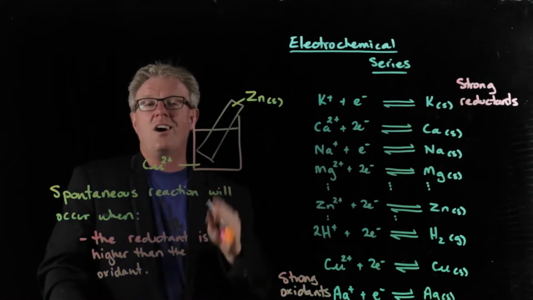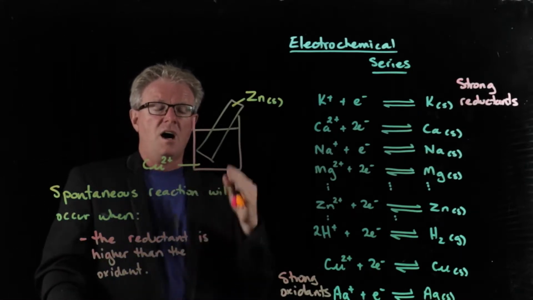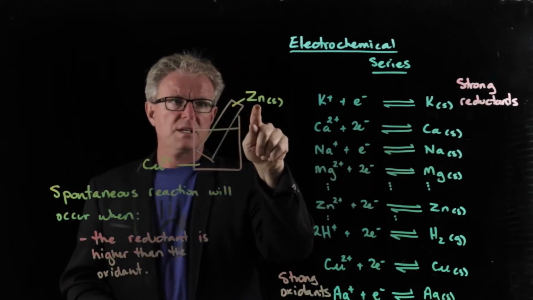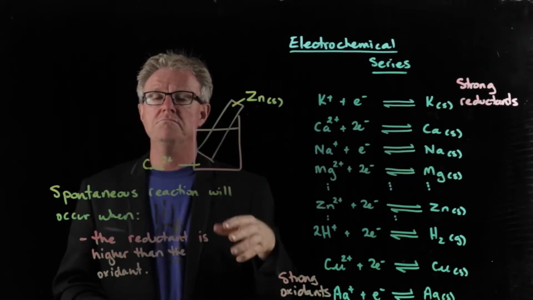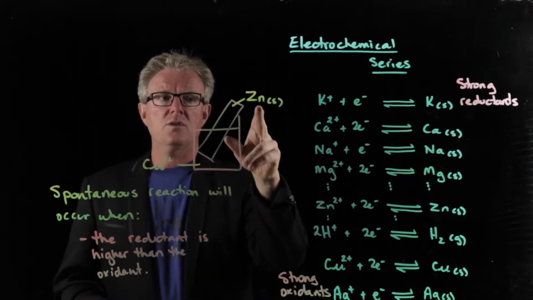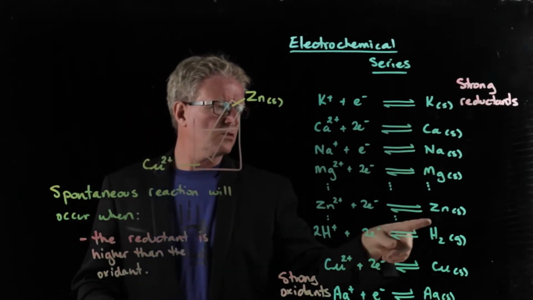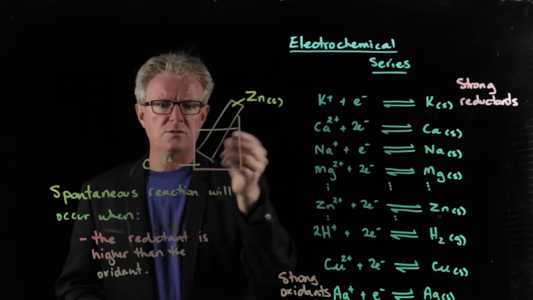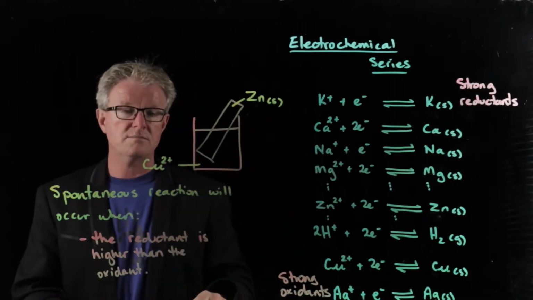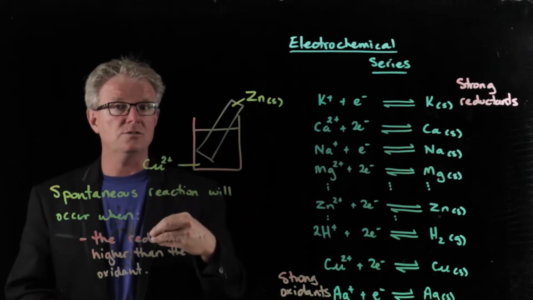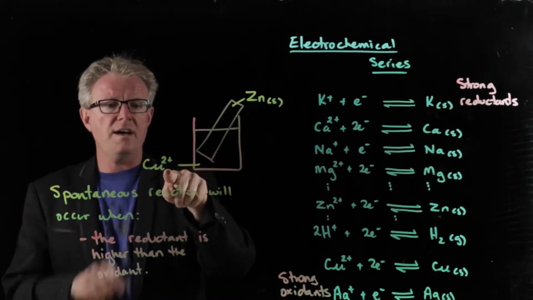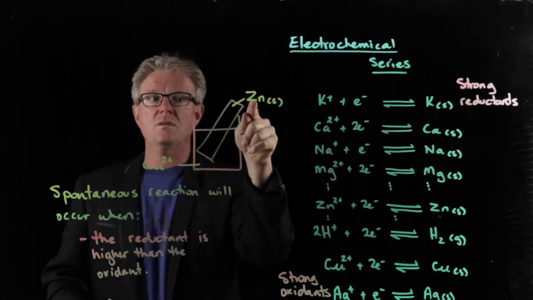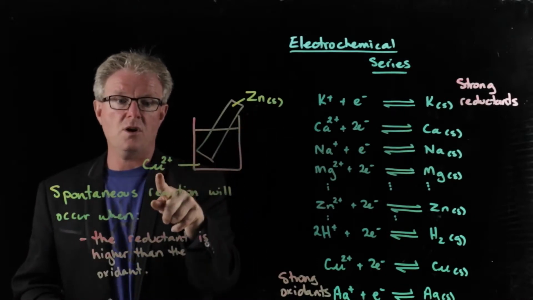So when the reductant is higher than the oxidant, I like to think of it like this. Here we have zinc. Is it possible for zinc to lose electrons? Yes, it is. And so is zinc higher than copper? Let's have a look. Yes, zinc is higher than copper. So it has a possibility of losing electrons. Can copper lose electrons? No. It can gain electrons. And so if this is higher than that, and this is going to lose electrons, then this is going to pick them up. So this is going to be the reducing agent. This is going to be the oxidant, right?